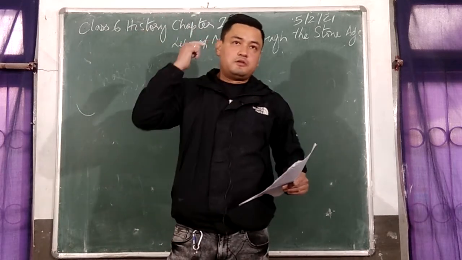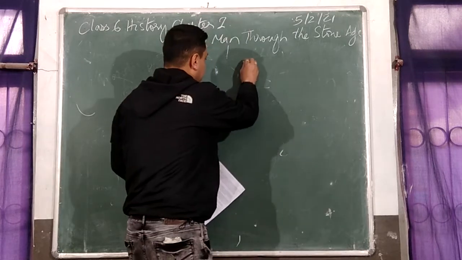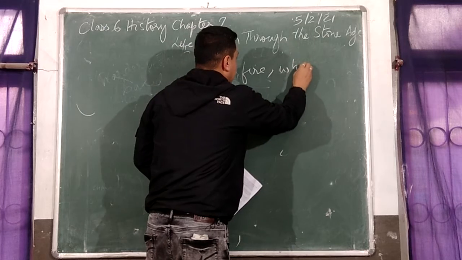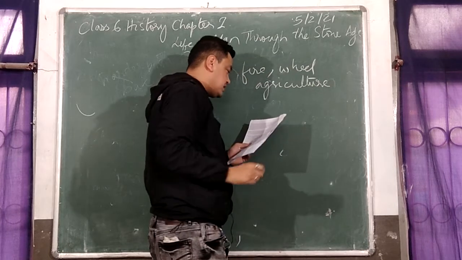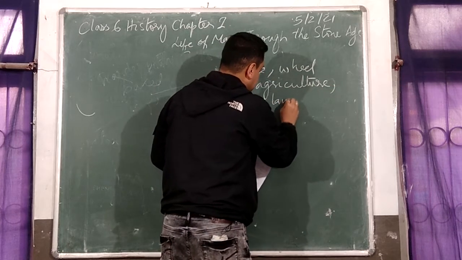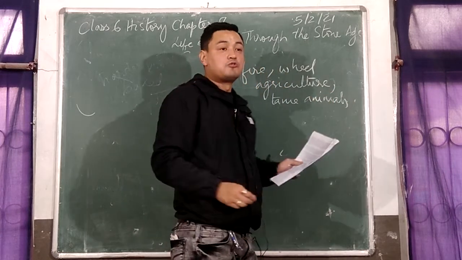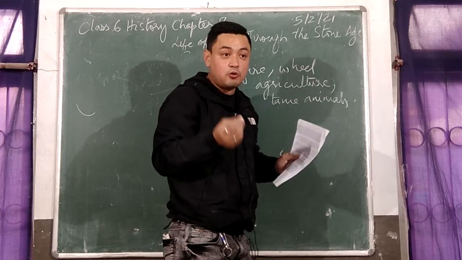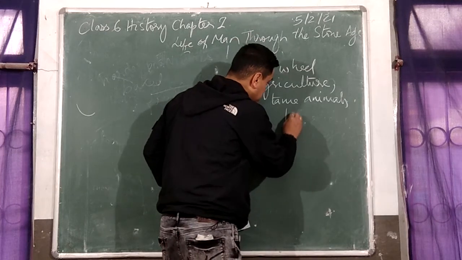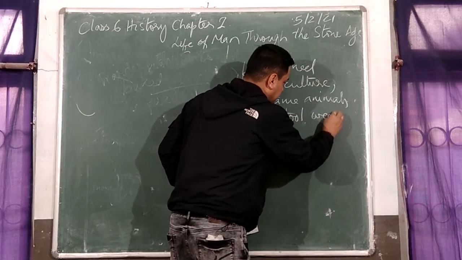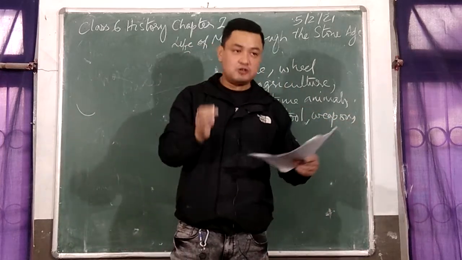Now, with the discovery of fire, with the discovery of the wheel, they discovered fire, okay? They discovered the wheel, they discovered agriculture, they discovered how to tame animals. As well as, they discovered how to make stone tools, for cutting the grass, cutting the trees, cutting the animals, etc. They used tools and weapons. So these things were discovered by these people from the Paleolithic age to the Neolithic age.